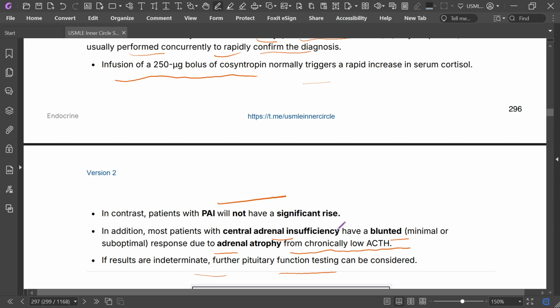The most important test is the ACTH stimulation test. Cosyntropin is a synthetic analog of ACTH and normally increases the production of cortisol. In primary adrenal insufficiency, after giving cosyntropin, there is no significant rise of cortisol. In addition, most patients with central adrenal insufficiency have a blunted, minimal response due to adrenal atrophy from chronically low ACTH.